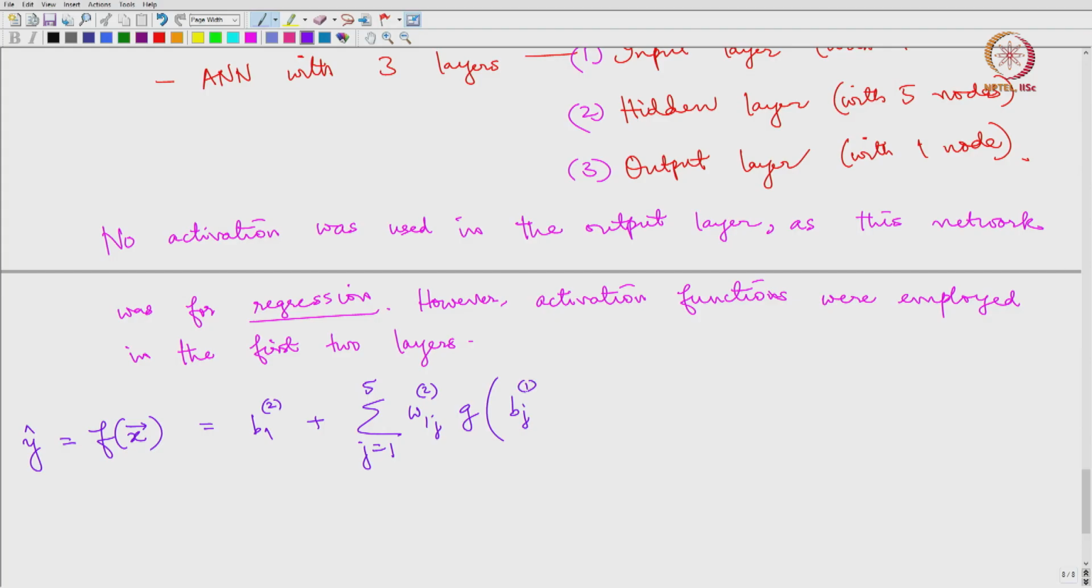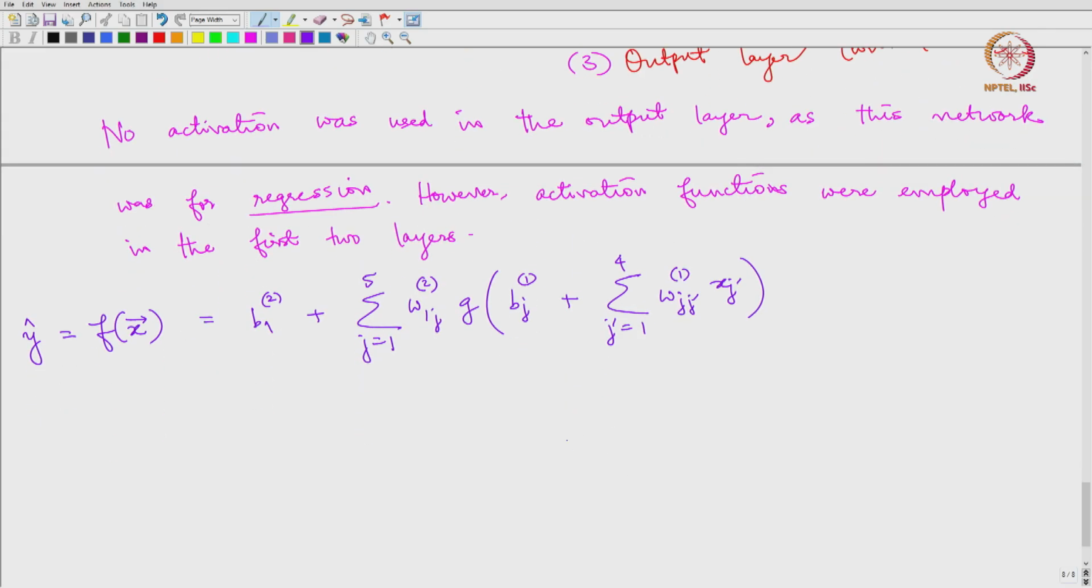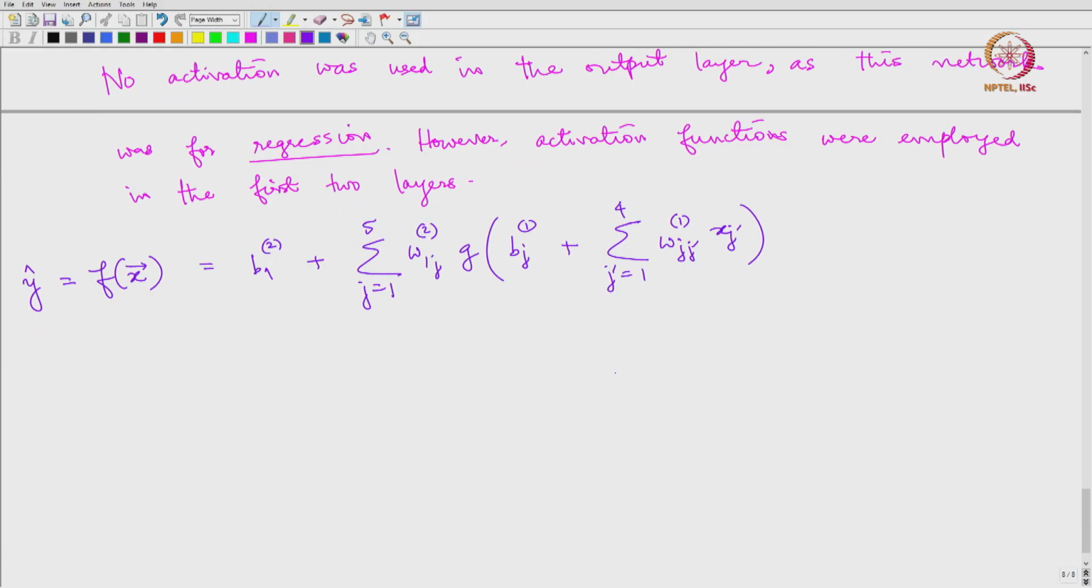So, the weight for the jth node as it feeds to the next layer, plus the sum over j' equals 1 to 4, because there were only 4 features in the model, of W_jj', the weight of the j'th node in the first layer as it feeds to the jth node in the next layer, times the feature value x_j'. Okay. So, this is the model prediction, and as you can see, we have not applied an activation function in the last layer, presumably because we are using this for a regression problem.